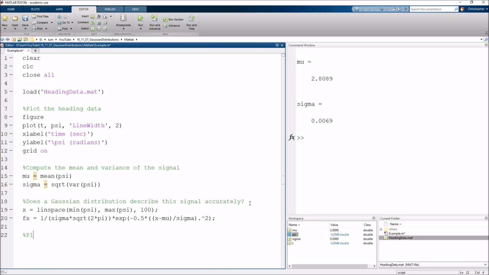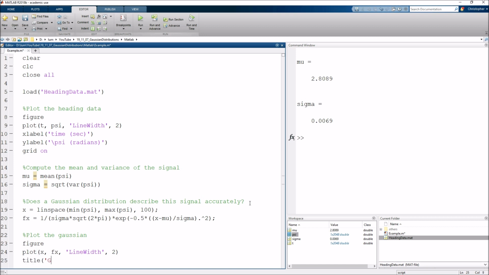Let's go ahead and plot this to look at it. Plot the Gaussian. Okay, so again, this is the Gaussian that we fit with the mean and standard deviation that we measured from the data. So I'm going to say figure, plot x, f of x, and again, let's make this a little bit fatter so we can see this.